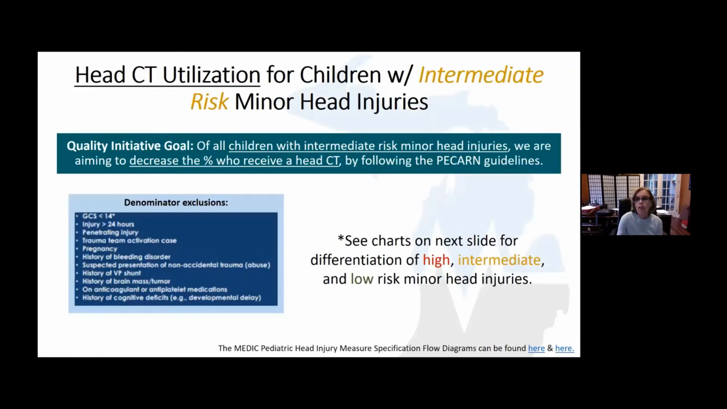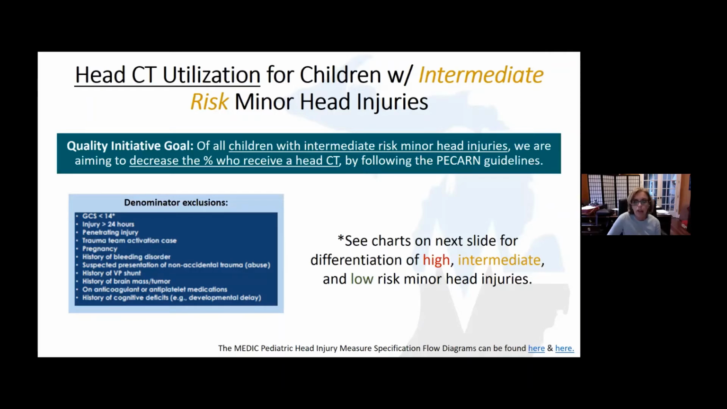So in terms of how we define it, and remember, this is on the website too, in the flow charts, we define this measure as those children who meet the criteria for intermediate risk minor head injuries, those children who had a CT over the total intermediate head risk group. And so remember, we have denominator exclusions, right?